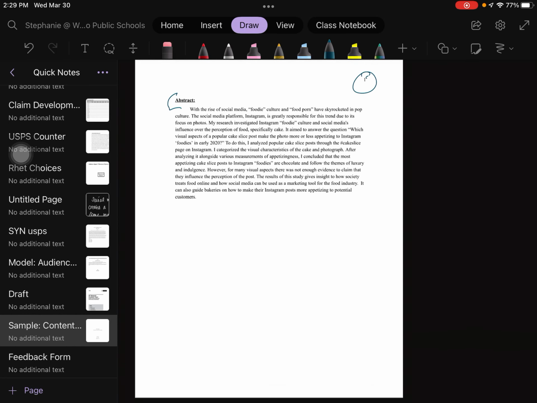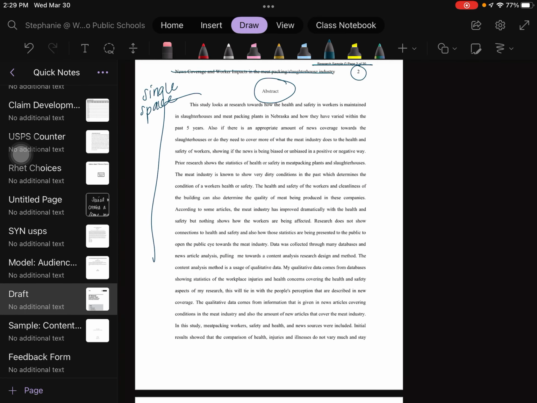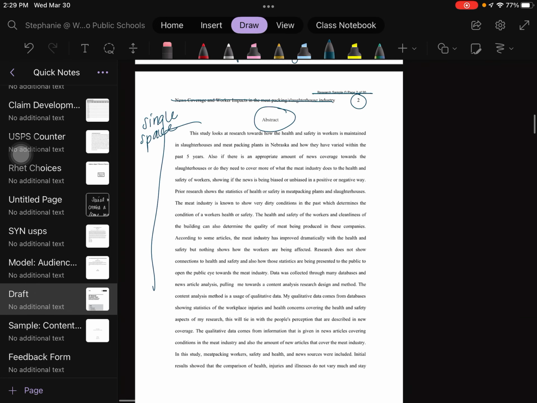Otherwise, the font looks right, the size of the font looks right, and let's see if we have any questions as we read their abstract. This study looks at research towards how the health and safety in workers is maintained in slaughterhouses and meat packing plants in Nebraska and how they have varied within the past 5 years.